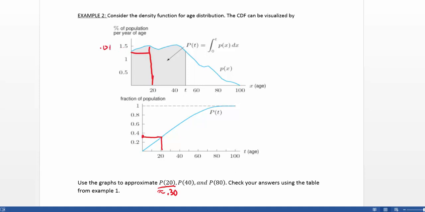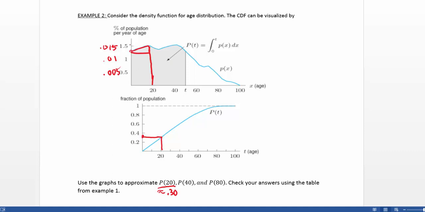So this will be 0.015, this will be 0.01, and this will be 0.005. So what I want you to notice here is that we have basically a rectangle and a triangle from 0 to 20. So if I'm approximating the area under the curve, I'm going to approximate the area of the rectangle and the area of that little triangle and add them together.